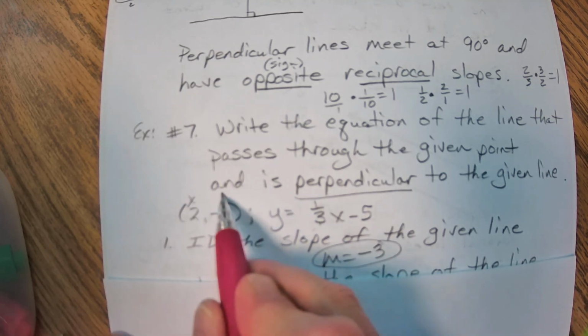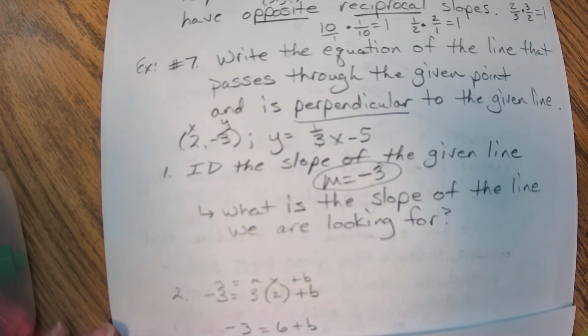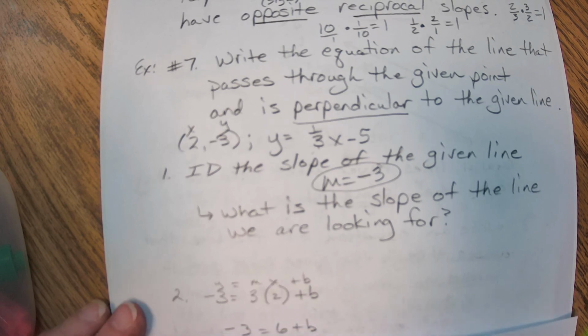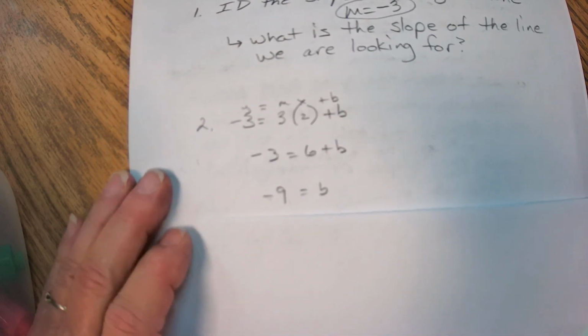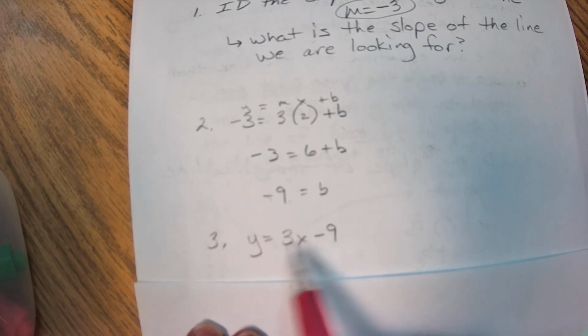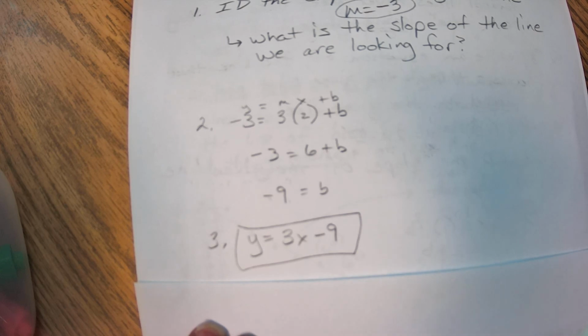I have an x, I have a y. I'm going to plug those into y equals mx plus b. I end up with -3 equals 6 plus b, subtract 6 from both sides, and b is equal to -9. Therefore, the equation of my line y equals mx plus b is y equals 3x minus 9. Opposite reciprocals make perpendicular lines. That's it.